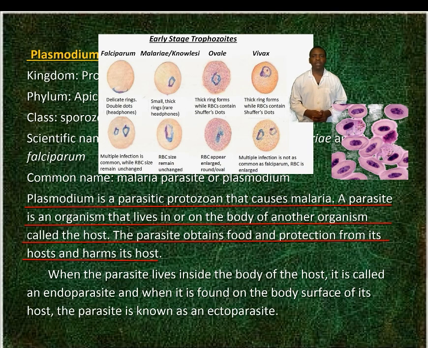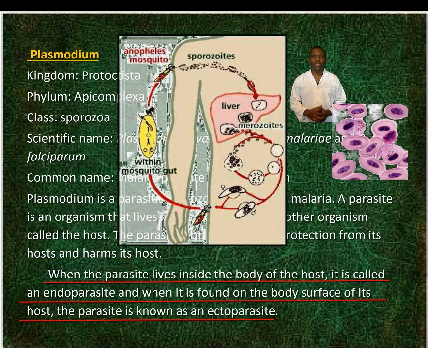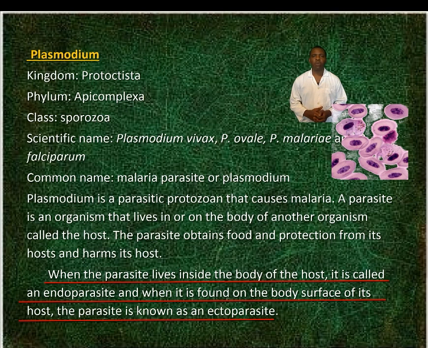A parasite is an organism that lives in or on the body of another organism called a host. The parasite obtains food and protection from its host and harms its host. When the parasite lives inside the body of the host, it is called an endoparasite. And when it is found on the body surface of its host, the parasite is known as an ectoparasite.